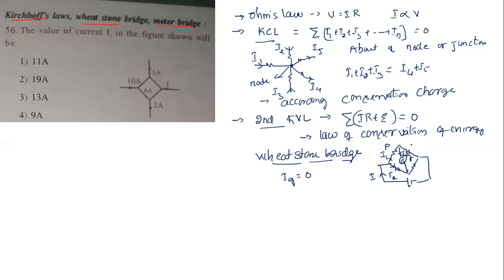If I say this resistor is P, Q, and this is R, and this is S, we can say P by Q equals R by S. This is the condition for the Wheatstone bridge, which we are going to study. On the basis of the Wheatstone bridge, we design a practical instrument. That instrument is what we call the meter bridge.